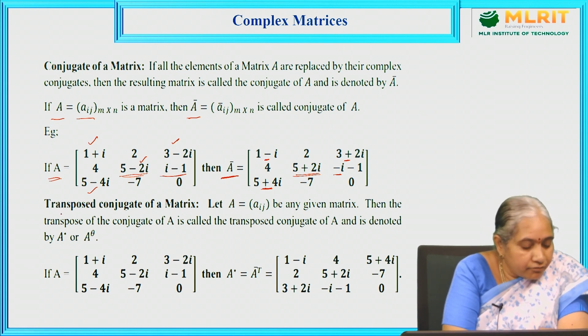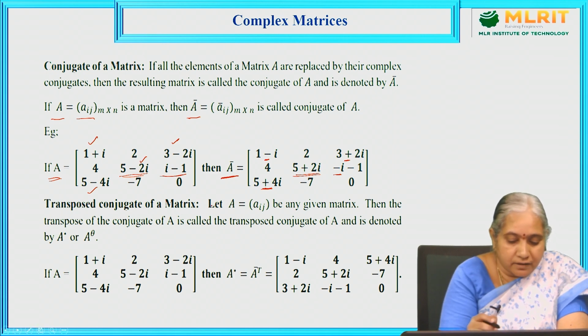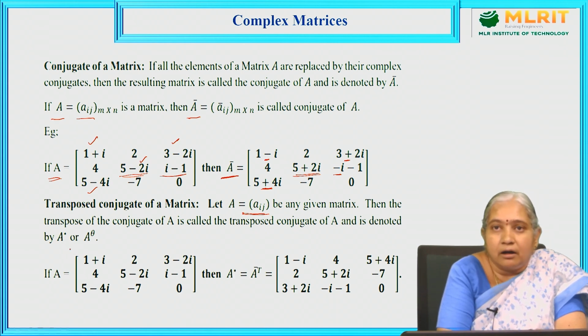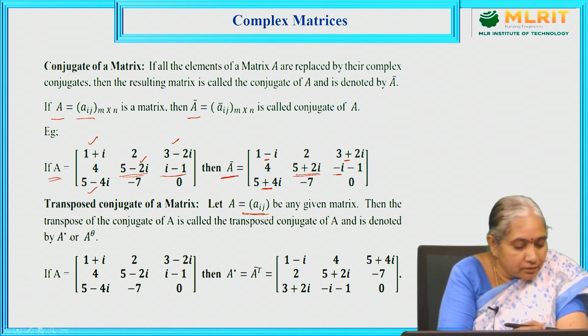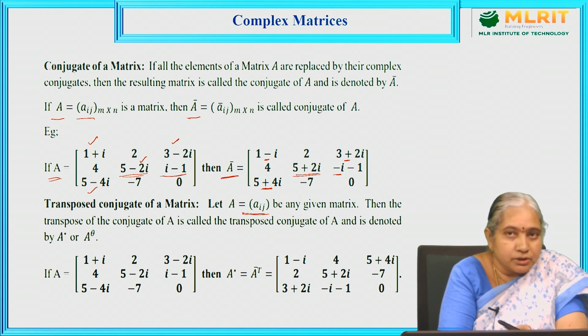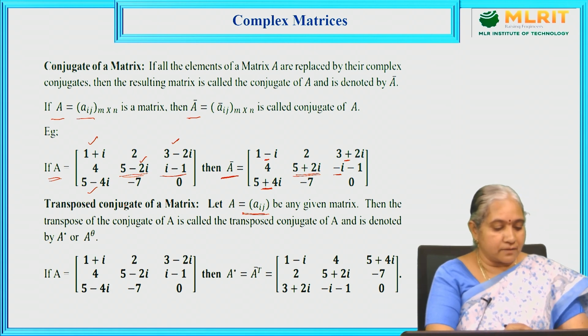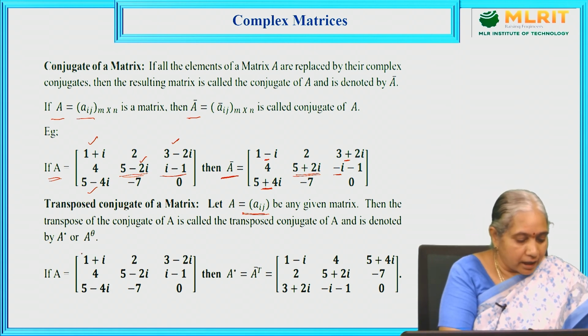Now we define the transposed conjugate of a matrix. Suppose the matrix A equal to Aij be any given matrix, then the transpose of the conjugate of A is called the transposed conjugate of A, and it is denoted by A star or A power theta. That means first we perform the operation transpose and then conjugate, or we can find first the conjugate and then transpose. In any order we can find the complex conjugate and transpose of the given matrix.